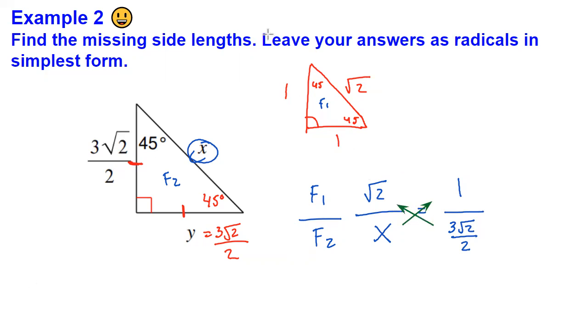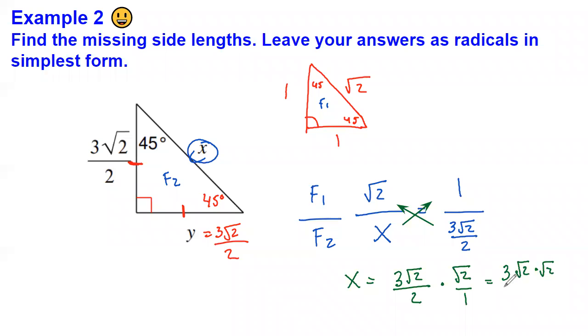Cross multiply. Let's see. We have x times 1, so x equals square root of 2 times 3 square roots of 2 over 2. Let's go ahead and do that fun part. We have 3 square roots of 2 over 2 times square root of 2. We're going to put a 1 underneath my square root of 2 and multiply across. So we're going to have 3 square roots of 2 times square root of 2.